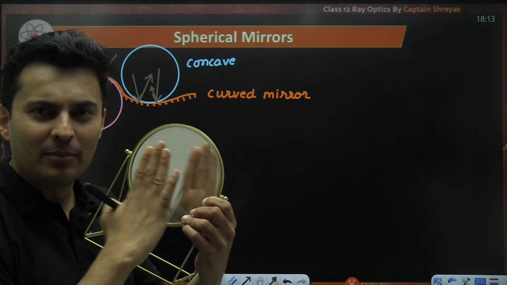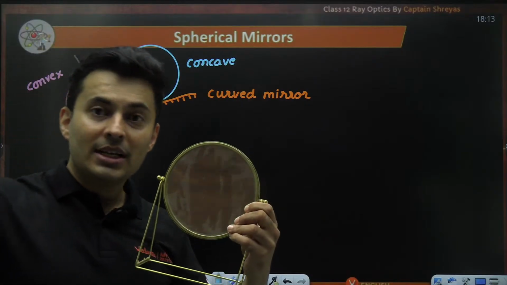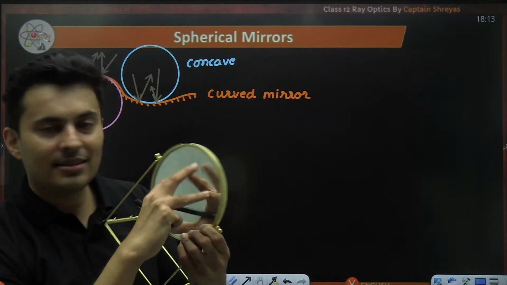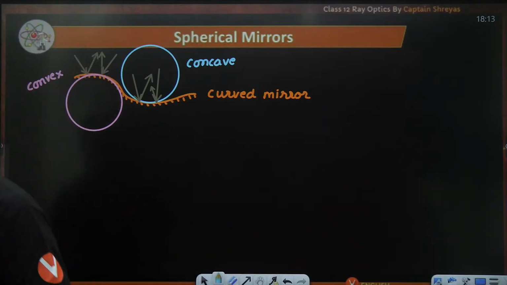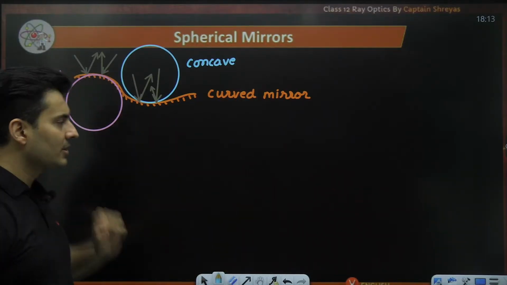It's almost flat, but there is a small bend in it. And that bend, if continued, will form a big sphere here, which I then consider this a spherical mirror. It's a part of a sphere. That's why it's called a spherical mirror. Is this absolutely very clear, my dear warriors?